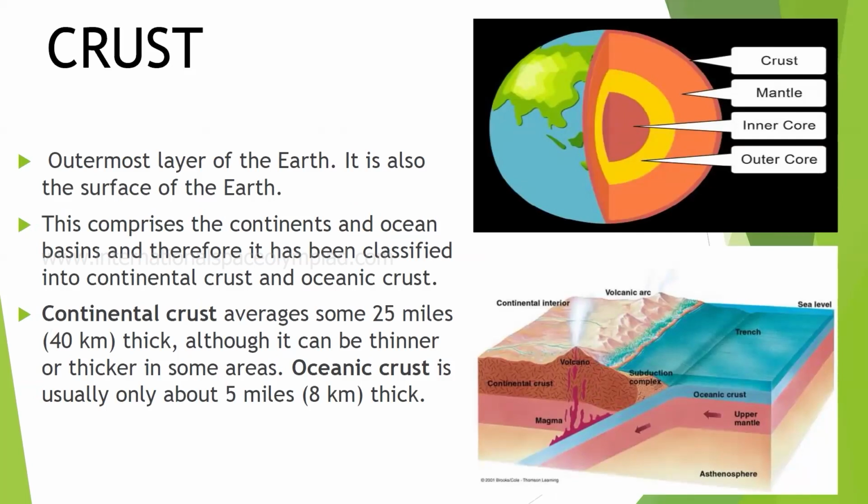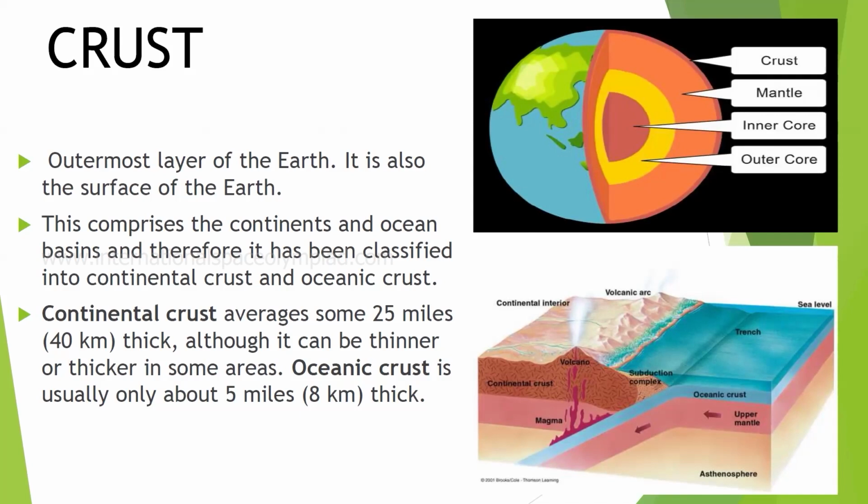The outermost layer of Earth is called the crust. It is the surface of Earth, where we are standing, where we are building homes. That is called crust. It comprises the continents and ocean basins, and therefore it has been classified into continental crust and oceanic crust, because there is a division between continental and oceanic crust.